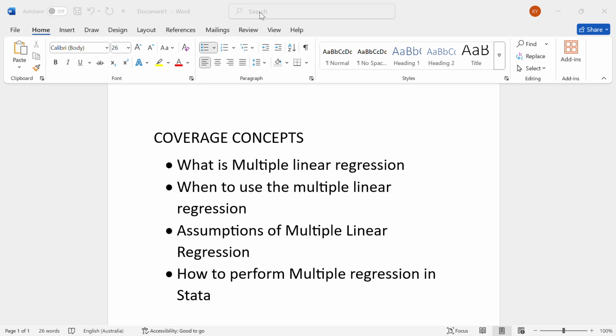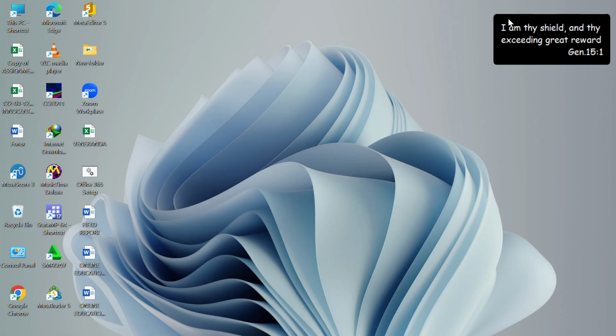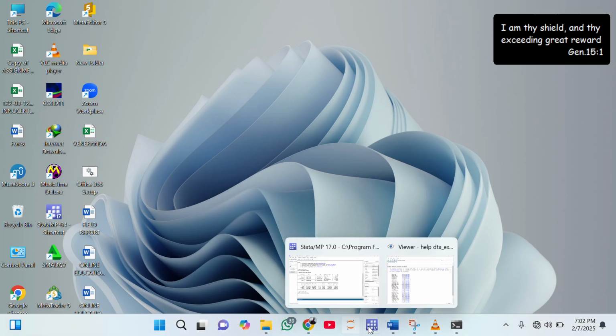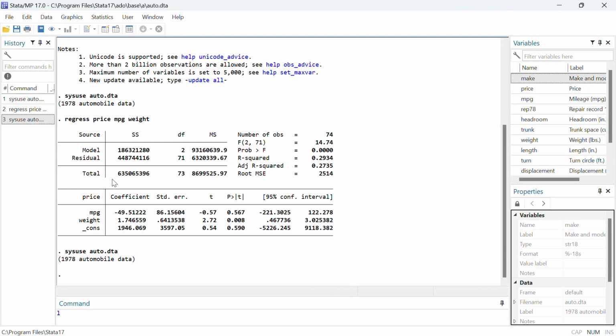We are going to look at how to perform a multiple linear regression in Stata. First of all, you must have the Stata application on your computer. Here we have the Stata application, and we have different data here, the data that we are going to consider.